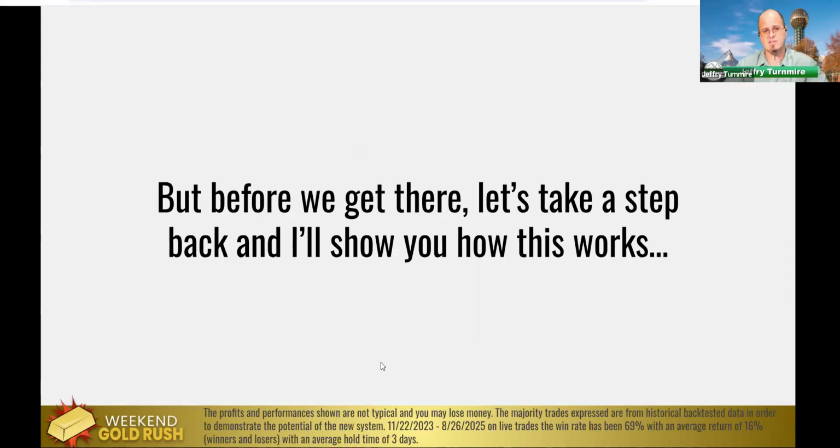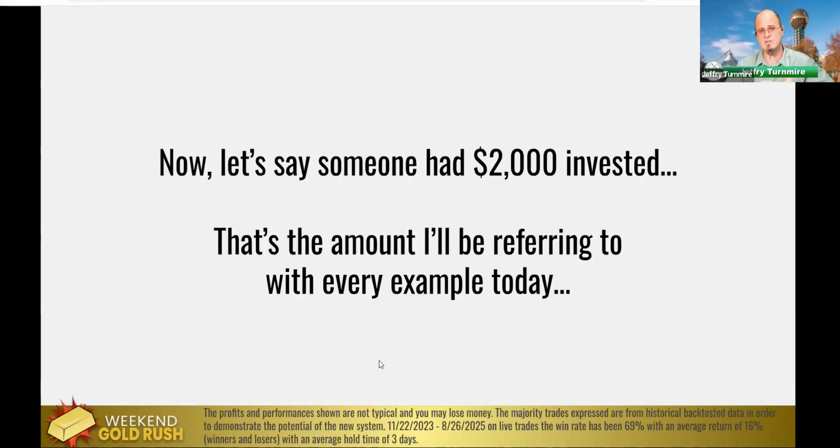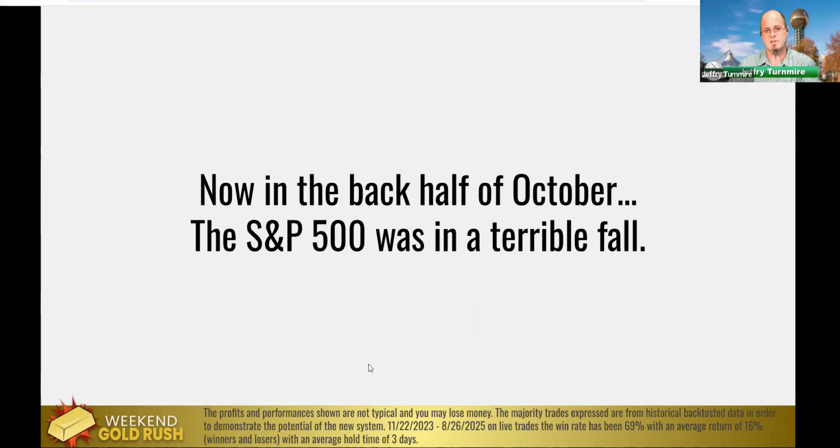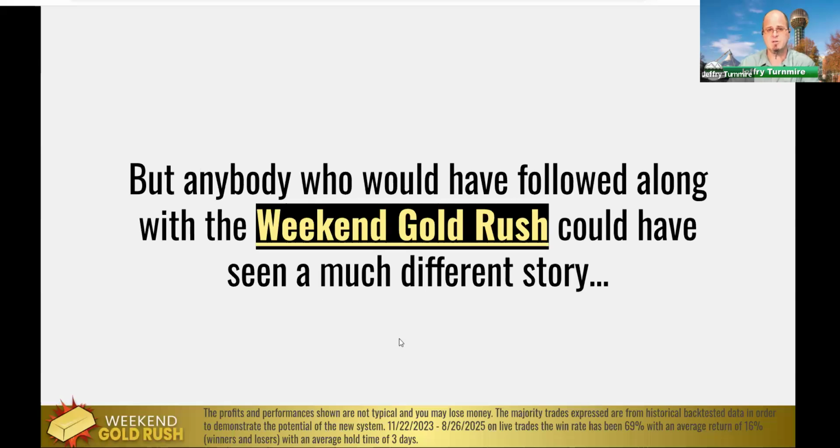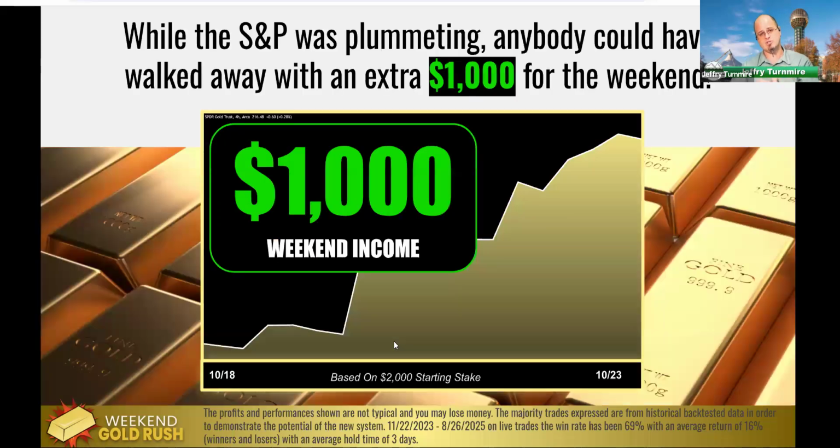Now, before we get there, let's take a step back. I'll show you how all this works. Let's say that you took $2,000, and that's the amount we'll refer to in all the examples. In the back half of October, the S&P had a terrible fall. You put your $2,000 in SPY, down $82. But anybody who followed along with the weekend gold rush could have gotten in GLD and seen a 50% upside with that $2,000.